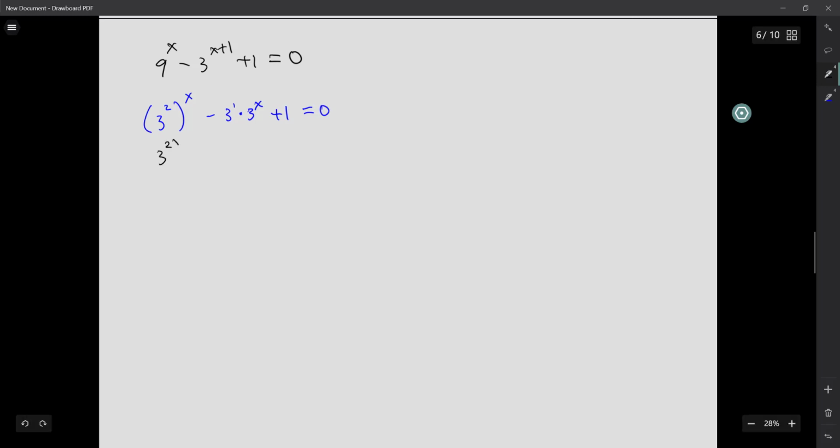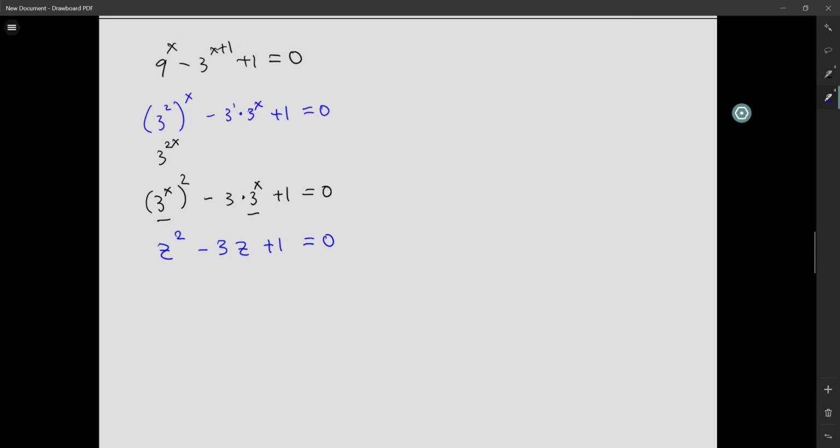Then what I want to see is, I want to rewrite this. This is 3 to the 2x, or I can rewrite it as 3 to the x squared. And then I'll fill in the rest. 3 to the x plus 1 equals 0. And so we have something which is kind of like a quadratic. So let's relabel this. Let's call it z squared minus 3z plus 1 equals 0. And we want to try to solve this equation, which I don't think factors nicely, so we'll try the quadratic formula on this.